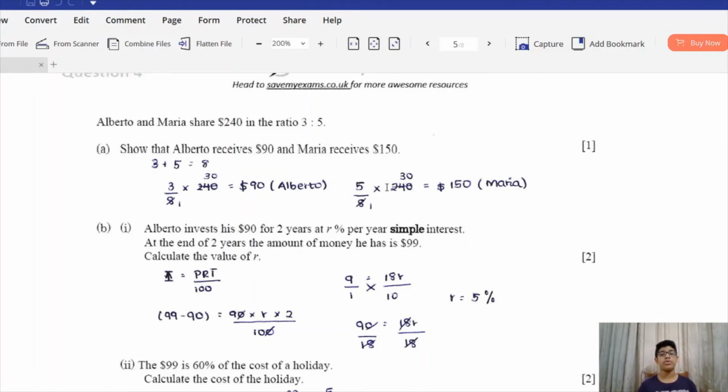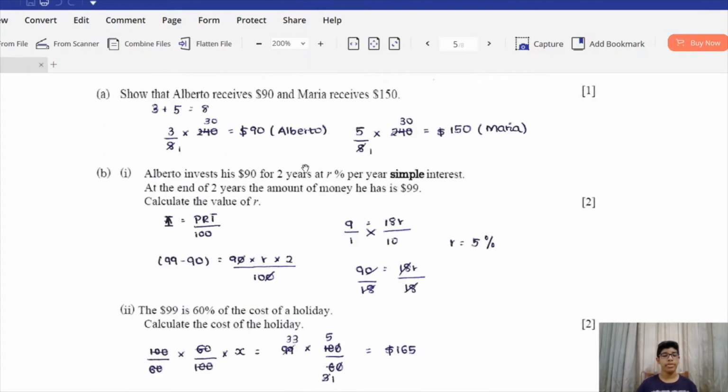We've shown that they're equal, and so that's the answer basically. If you get anything other than 90 and 150, you should probably recheck your calculation, because you shouldn't be getting any other answer, because the question clearly states that your answer should be 90 for Alberto and 150 for Maria. Let's move on.